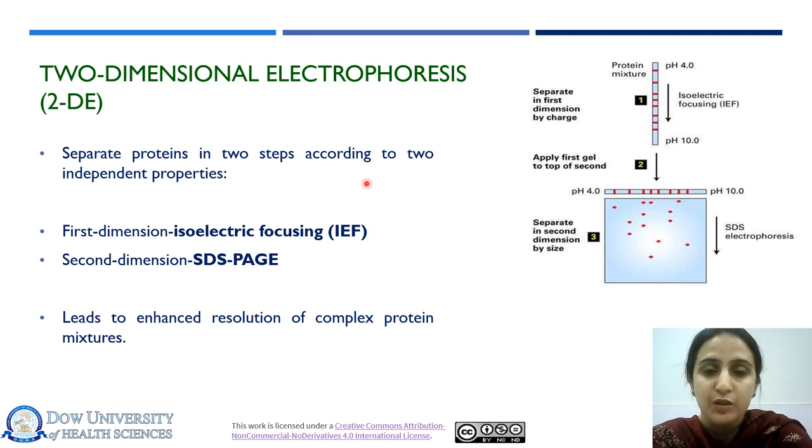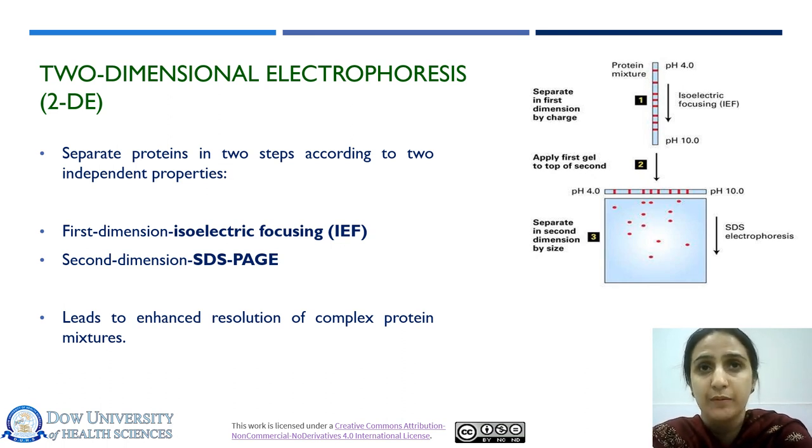Usually it is SDS-PAGE, but you can use native PAGE, gradient PAGE, or zymography in the second direction. So basically in two-dimensional electrophoresis, you use two different types of electrophoretic methods. What is the advantage of this electrophoresis? It has a very enhanced resolution of complex protein mixtures, and it has a very wide application in proteomics techniques in which you separate a complex mixture of proteins in a single gel.